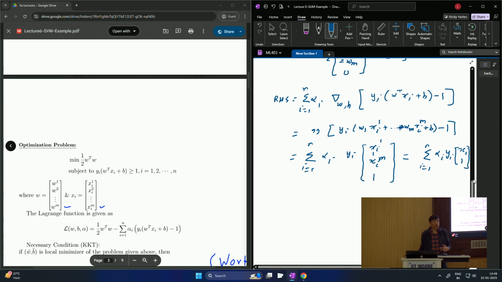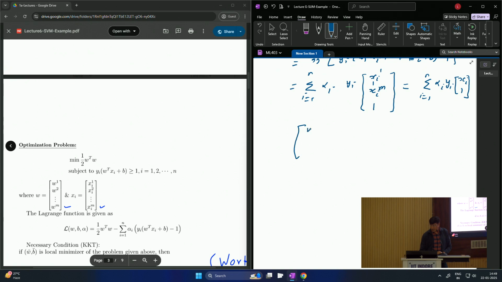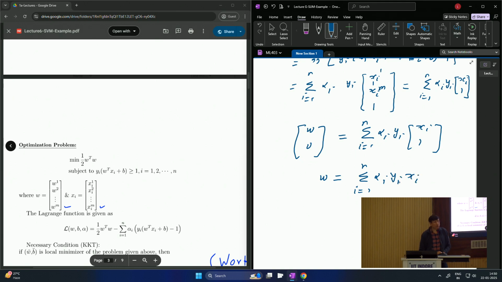Now I'm going to equate the two, left hand side and the right hand side. What was our left hand side? It was w0. So we'll say w0 is equal to summation i going from 1 through n, alpha i, yi, xi1. So you get that w is equal to summation i going from 1 to n, alpha i, yi, xi. Here alpha and y both are scalars and x is a vector, and you will also get that 0 is equal to summation alpha i, yi.